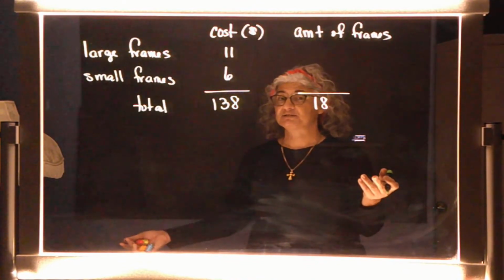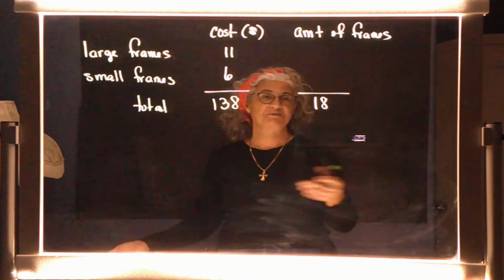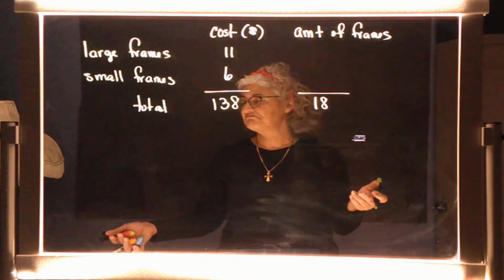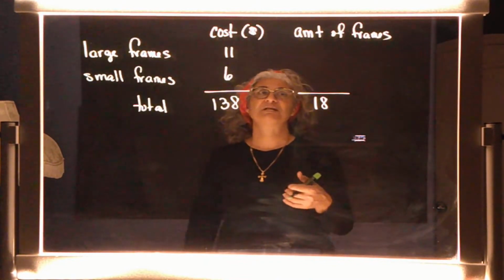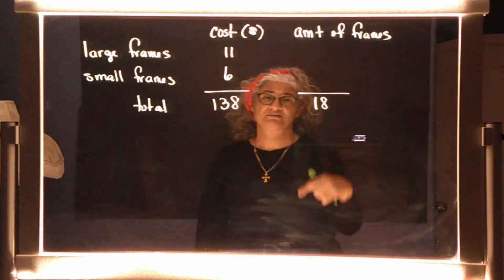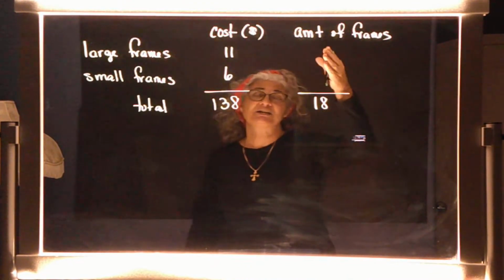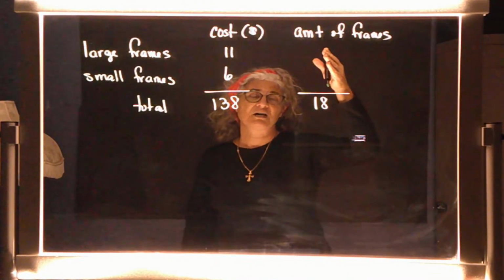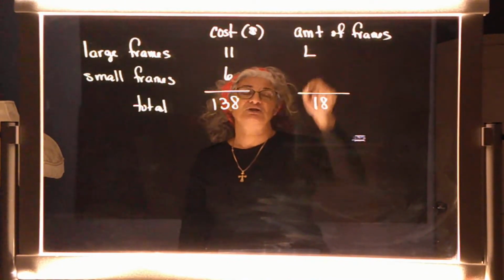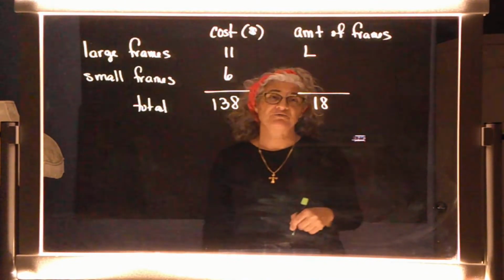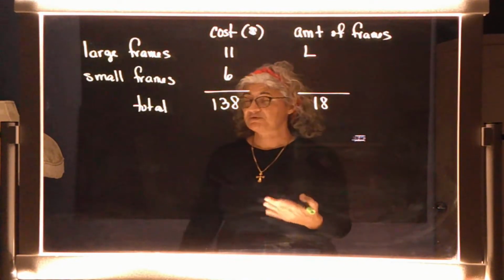So I hear a question. Are we at the end? Yep. Did they give me any more information? Nope. So they want to know how many of each frame she bought. Well, did they tell you how many large frames? No. So I'm going to call it L for large. Did they tell us how many small frames? Nope. What do you think I'm going to call it?